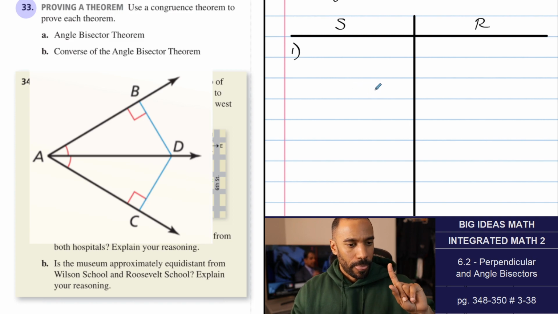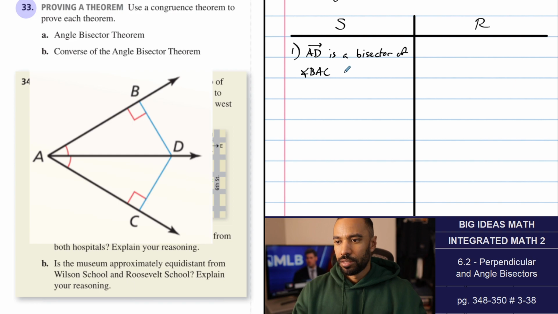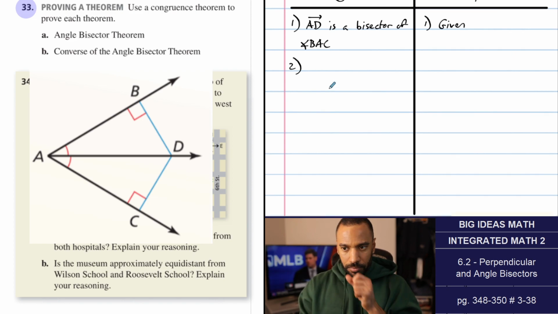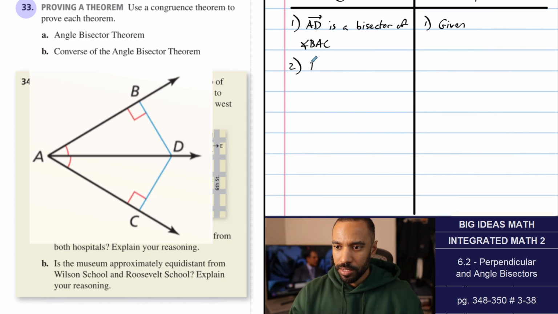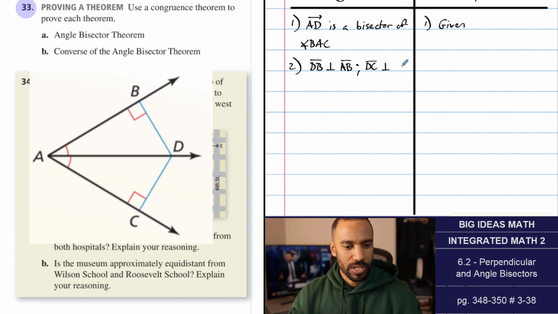Given AD is a bisector of angle BAC. There are a couple other givens. Segment DB is perpendicular to ray AB. I'll just say segment AB. I'm going to look at them as triangles. And then segment DC is perpendicular to segment AC. Also given.